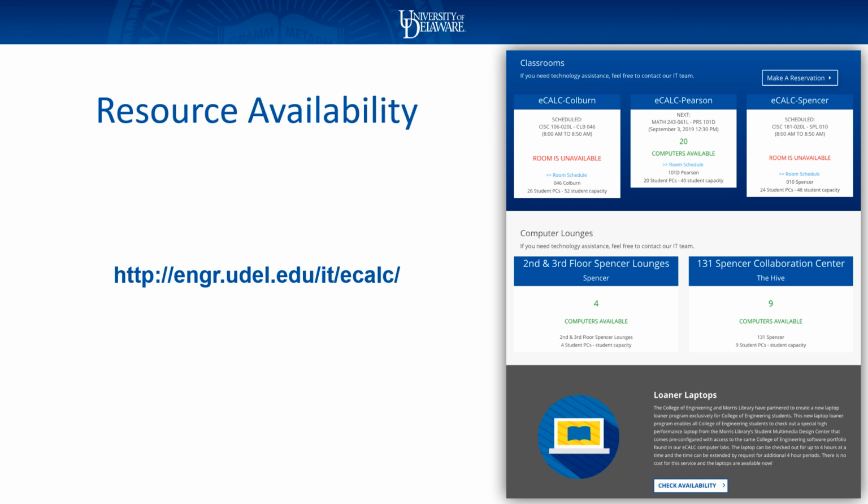To check the availability of any of the resources we just talked about, you can go to this website and it'll show you our 3 eCalc computer labs in Colburn, Pearson, and Spencer, when the classes are scheduled and whether or not the rooms are available. If the room is available, it'll show you how many computers are available for use. This page also shows the common use spaces and the second and third floor Spencer Lab, as well as 131 Spencer called the Hive. And lastly, you can use the link at the bottom of the page to check the availability of the loaner laptops available in Morris Library.